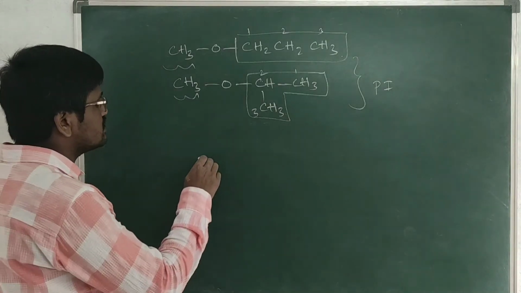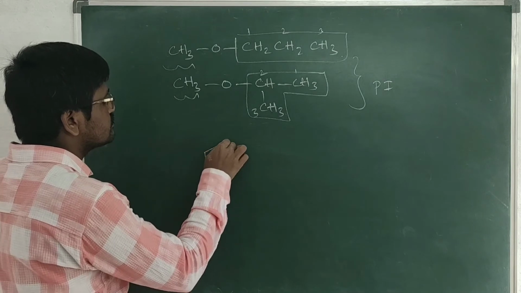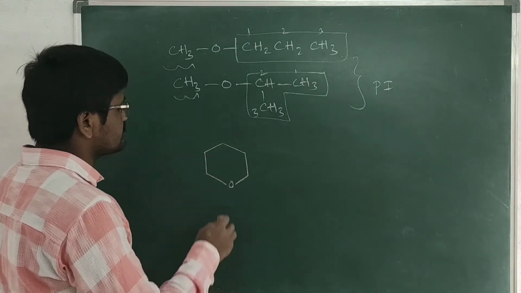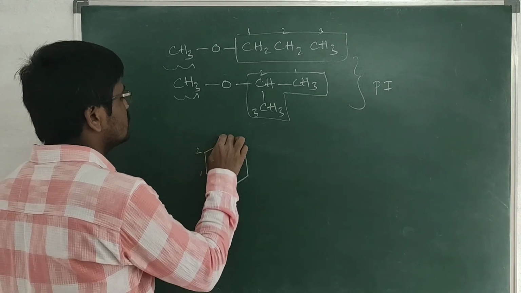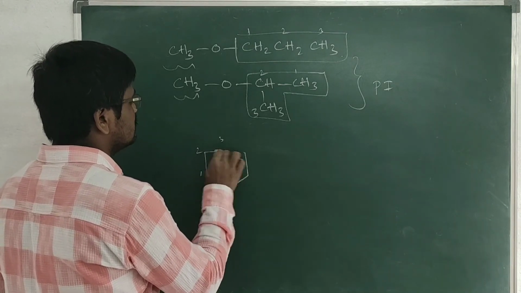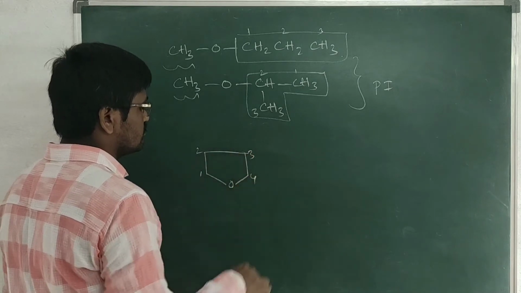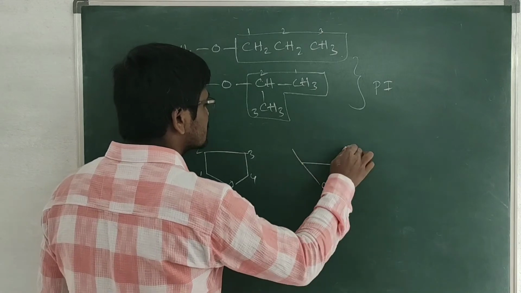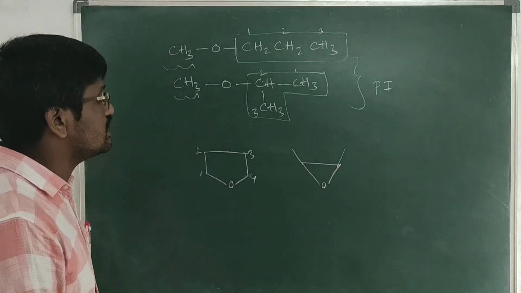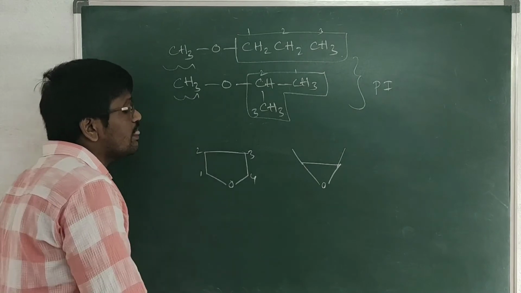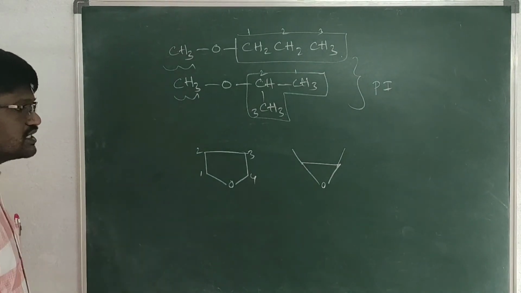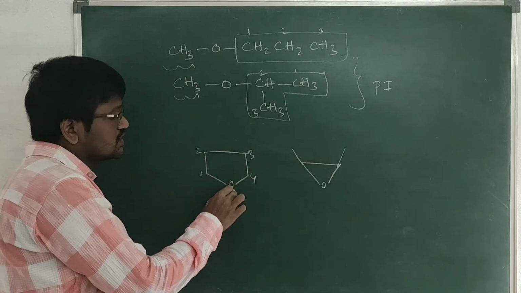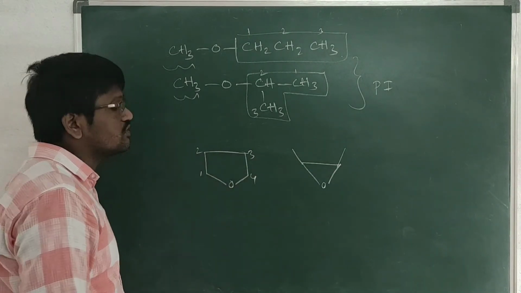The question is there. So this is the ether given, 1, 2, 3, 4. Okay, so another ether is given like this. This is not an ether. Actually, this is an epoxide. This is an epoxide. So we have to identify these isomers. This is also an epoxide.